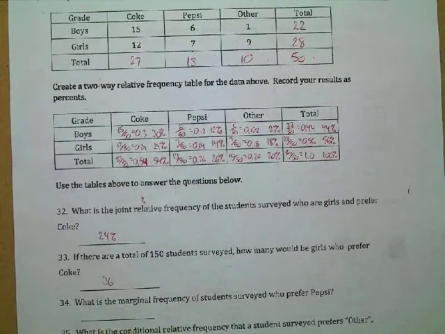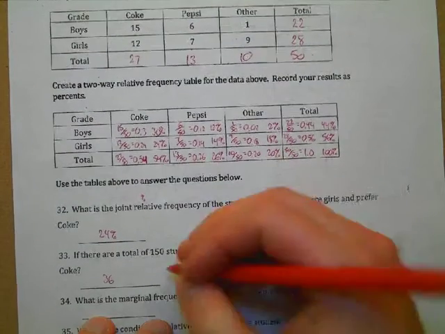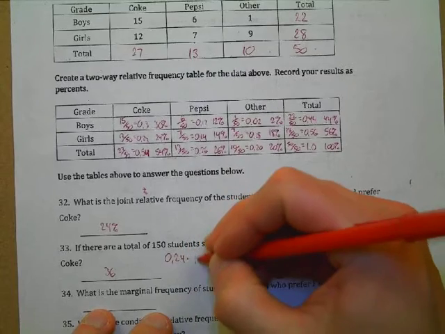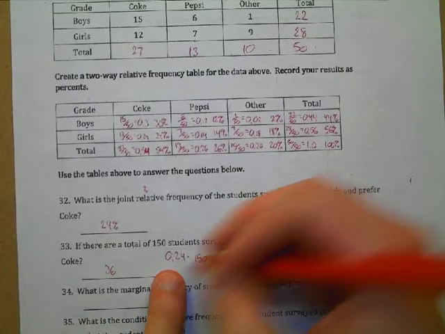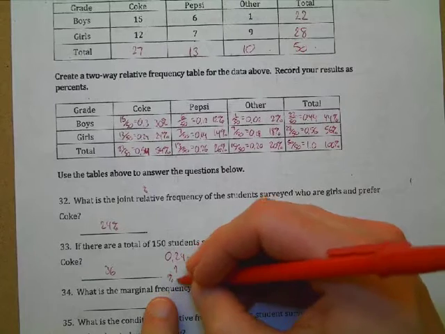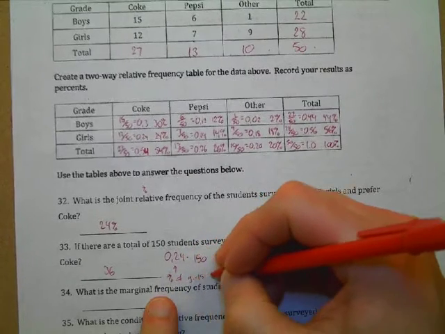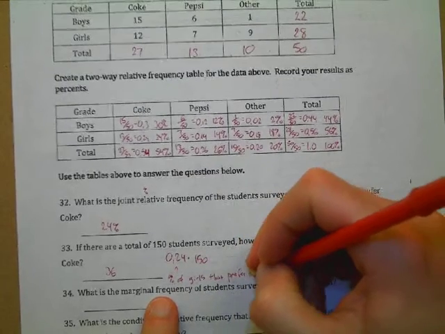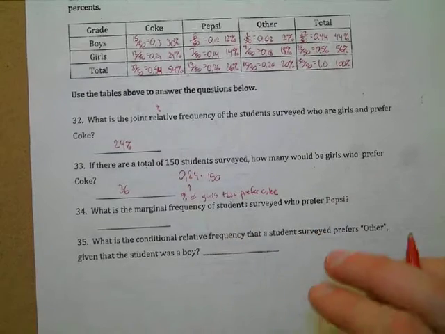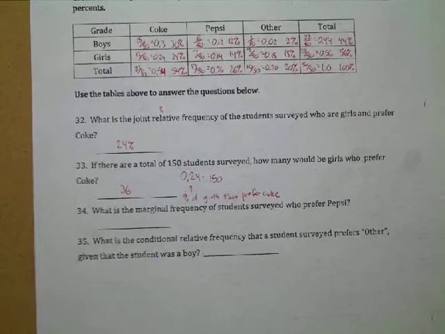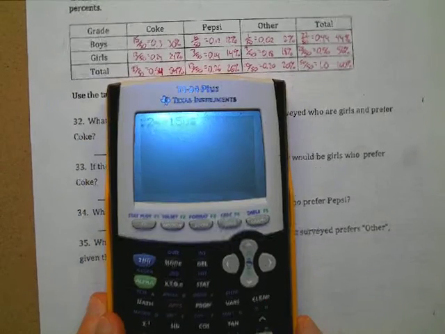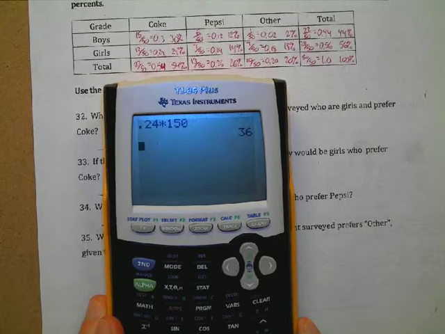Okay, yep, that's one way to do it. You can also take the 24%, that's the percent of girls that prefer Coke, and multiply it by 150 as well. So 0.24 times 150 is also 36. I'm going to show you here: 0.24 times 150, 36. So that also works.